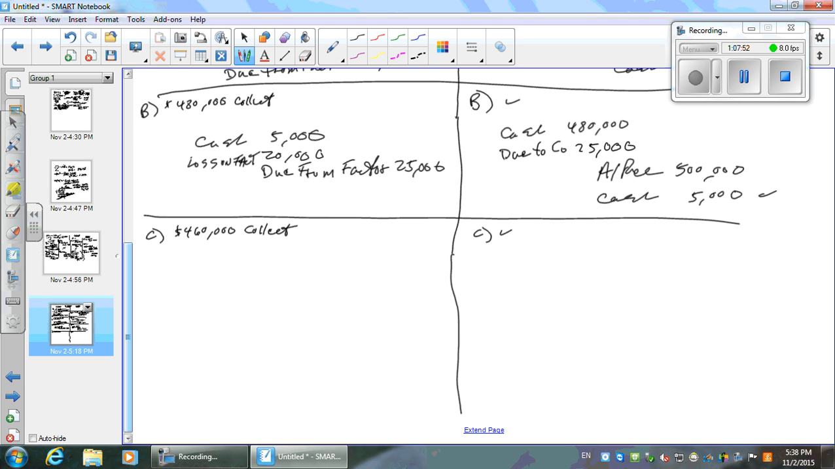So what's the deal? What are we going to do? They received how much cash? 460. Did you do that? Yeah, how much accounts receivable do you want to get rid of? 500,000, don't we? Very good. Okay, what else? Due to company's got to go. Oh, this starts making sense, doesn't it? 485 does not equal 500.